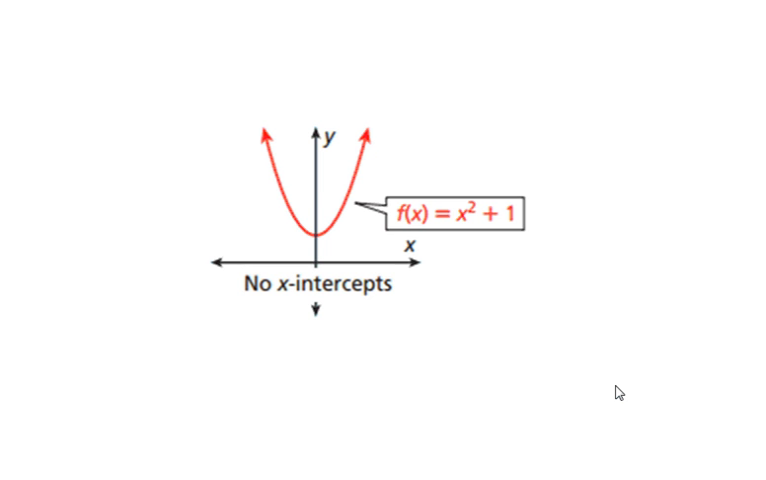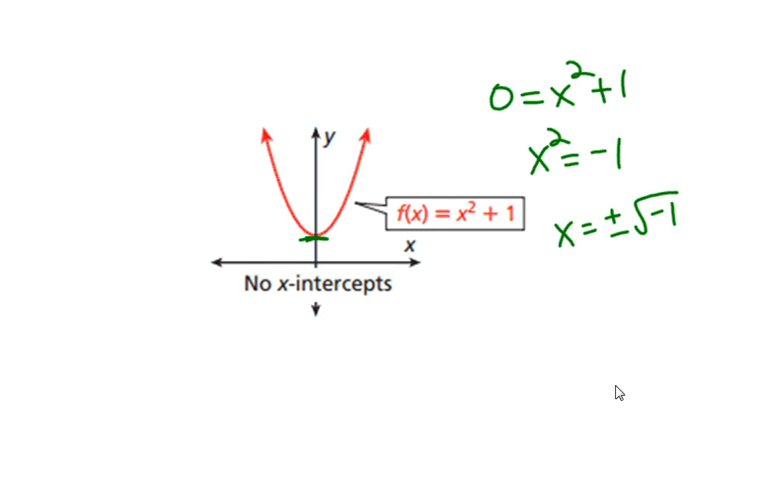And you go up once, and there are no x-intercepts, because this does not cross the x-axis at all, because we're up 1 unit right here. So this means there are no real roots. If we were to solve this to try to find the roots, we'd have 0 equals x squared plus 1. We'd subtract 1 from both sides. We get x squared equals negative 1. Square root of both sides, we'd get x is equal to plus or minus the square root of negative 1.